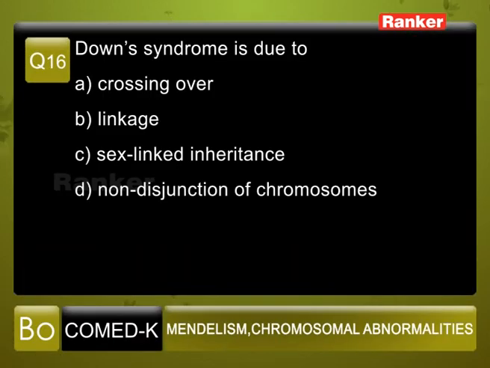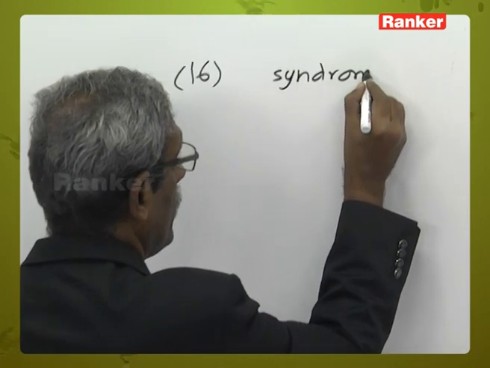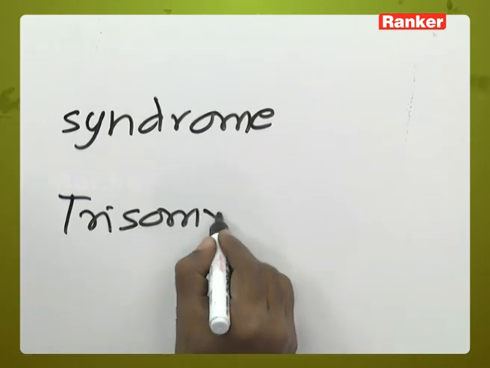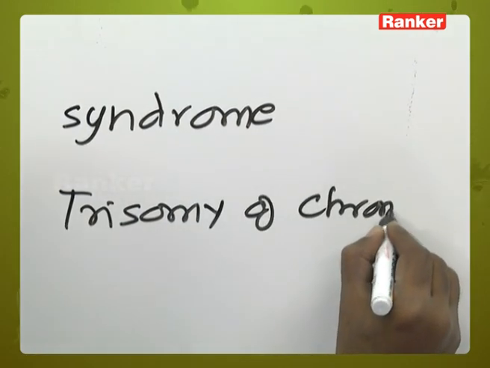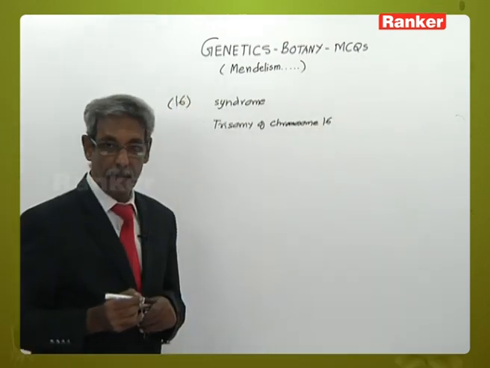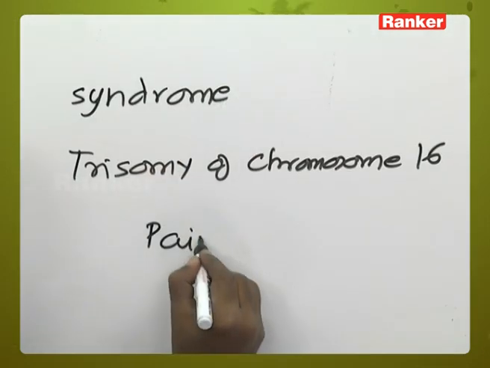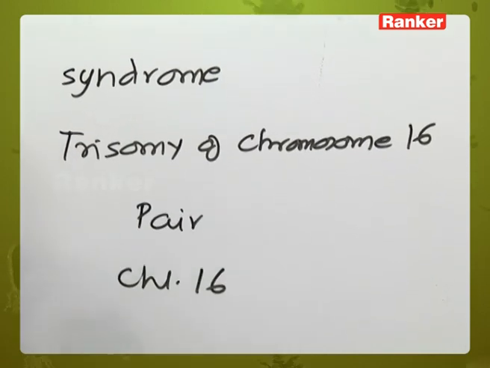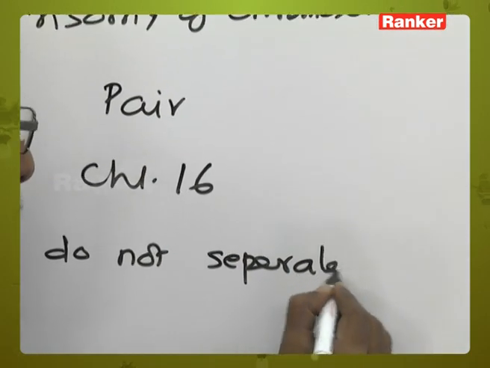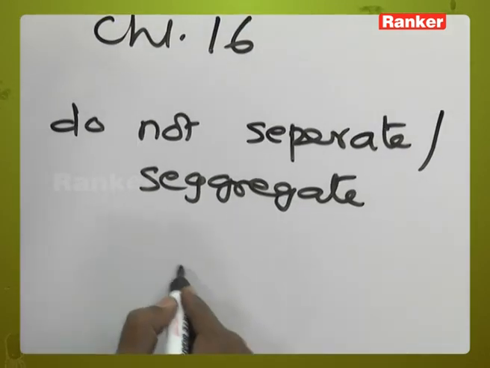So in the Down syndrome, we understand that this sort of syndrome is because of trisomy of chromosome 16. Here in this situation, the pair of chromosomes on chromosome 16 do not separate, or they do not segregate, during cell division.